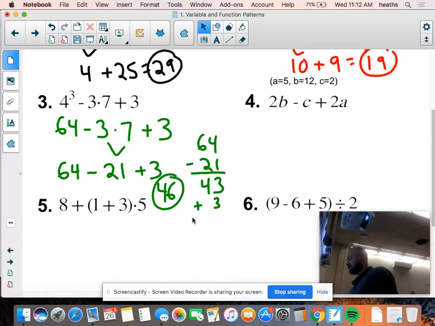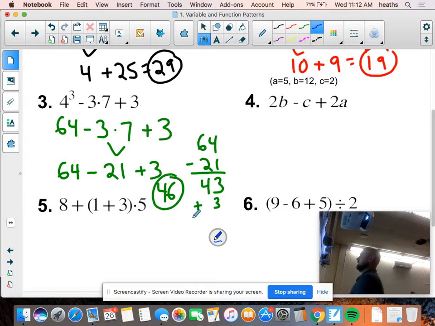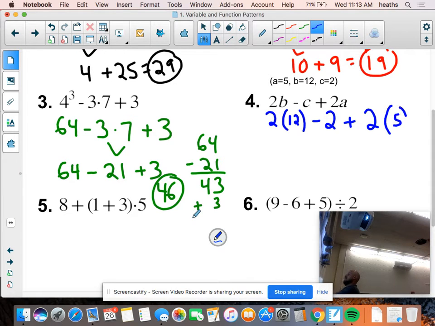Okay, I'm going to move to my blue marker for number 4. Plugging in some numbers here. We have a variable of b, so we know that b above says 12, so we're going to do 2 times 12 minus c, which is 2, plus 2a, which means 2 times a, so we're going to write 2, and we know that a is actually 5. Now we have our problem written out.